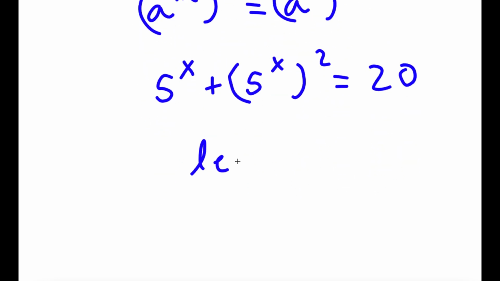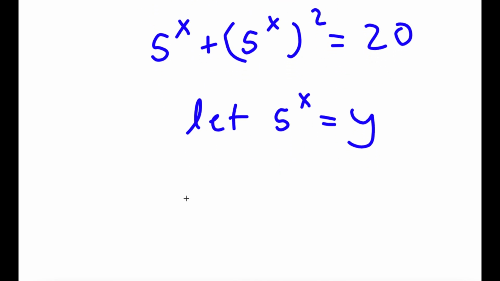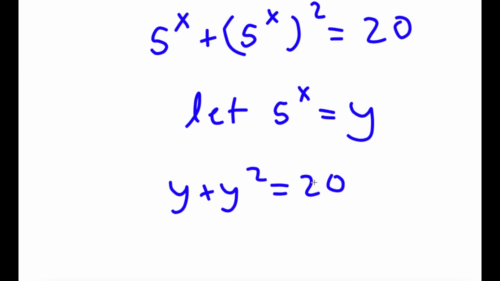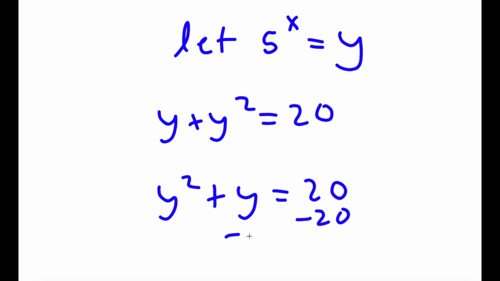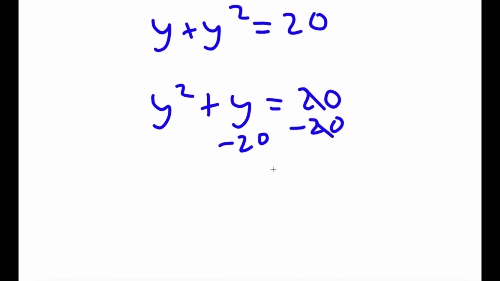Now I'm going to let 5 to the power of x equal to the variable y. So now if I substitute in y for 5 to the power of x, I get y plus y squared is equal to 20. And I can rewrite this as y squared plus y is equal to 20. So now I'm going to subtract 20 on both sides. These two cancel out, and I have y squared plus y minus 20 is equal to 0.